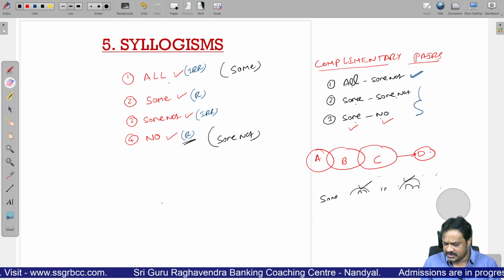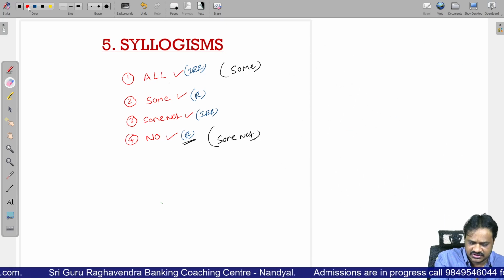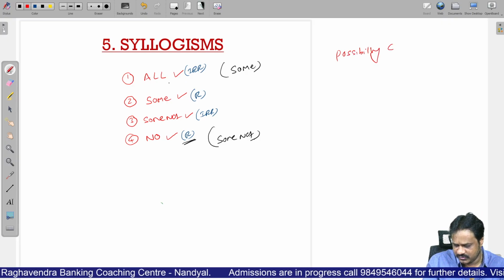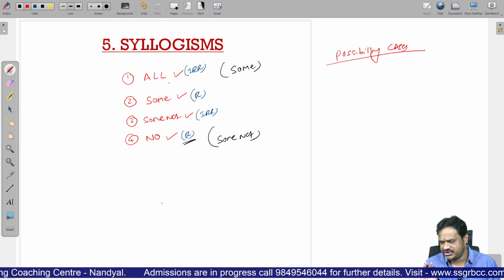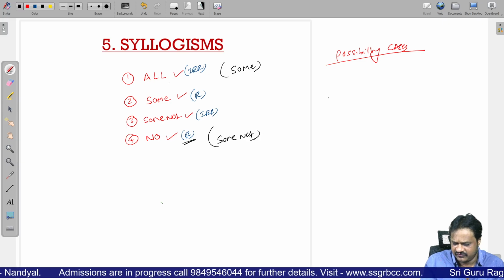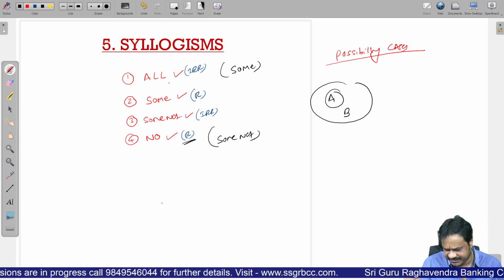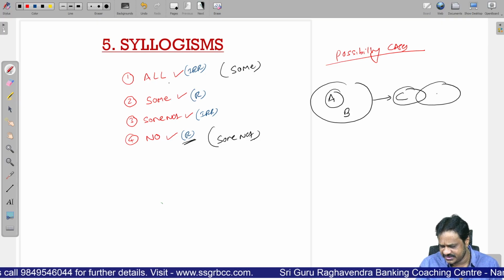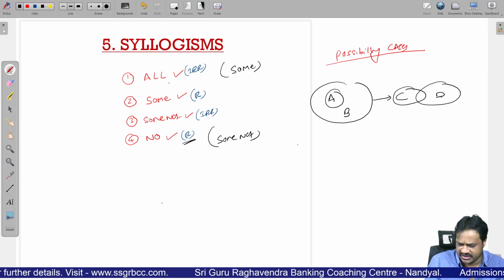Now, there is one more case called possibility. Possibility cases: if there is no relation between any two elements, any possibility definitely follows. I will explain with one example. Same example: all A is B, no B is C, some C is D. This is one example. Now I will write the conclusions.